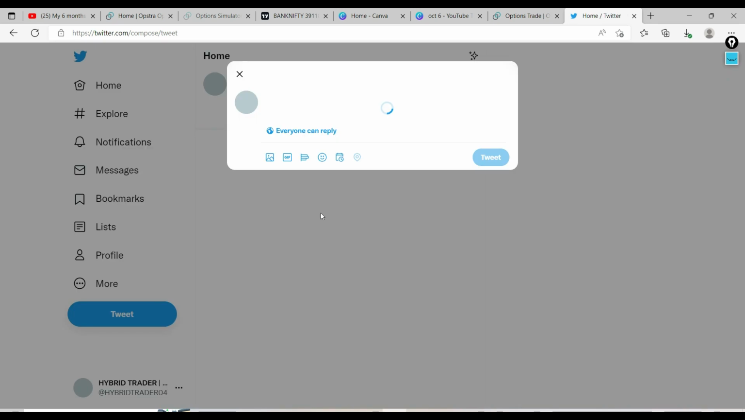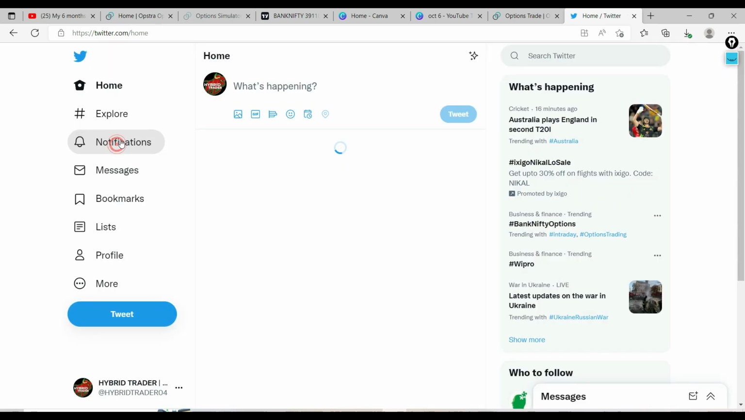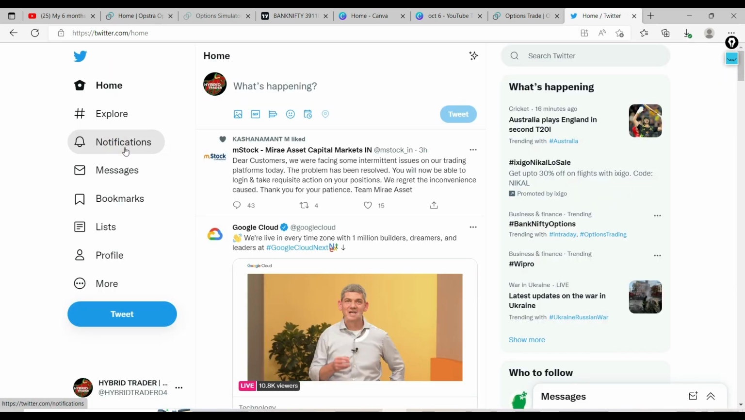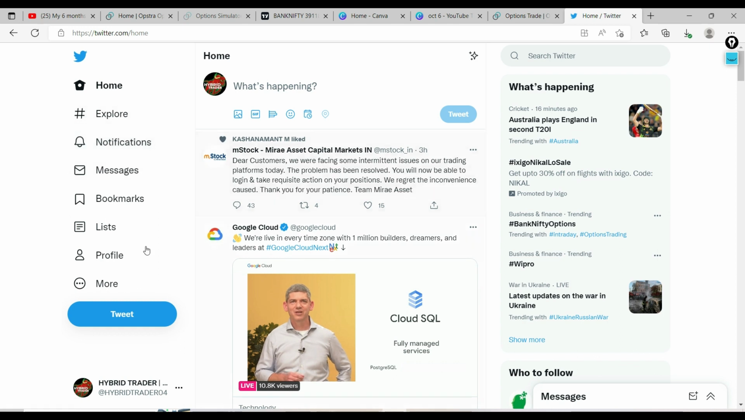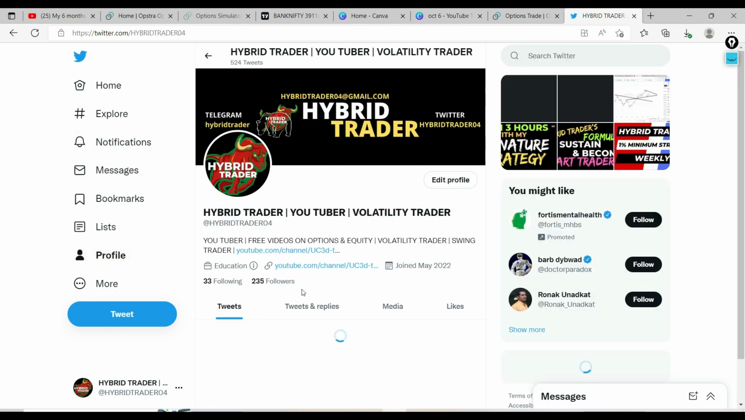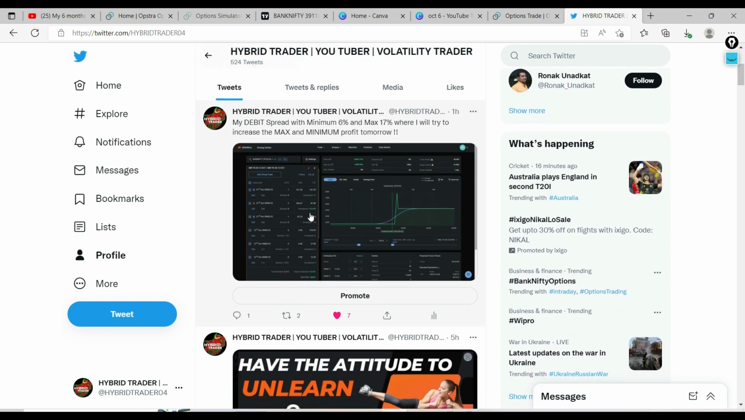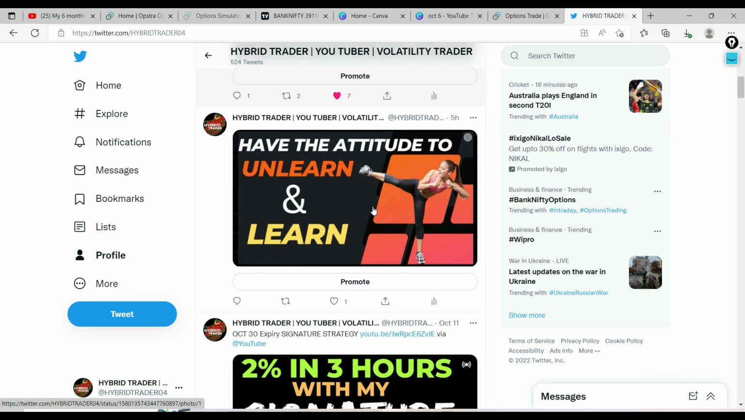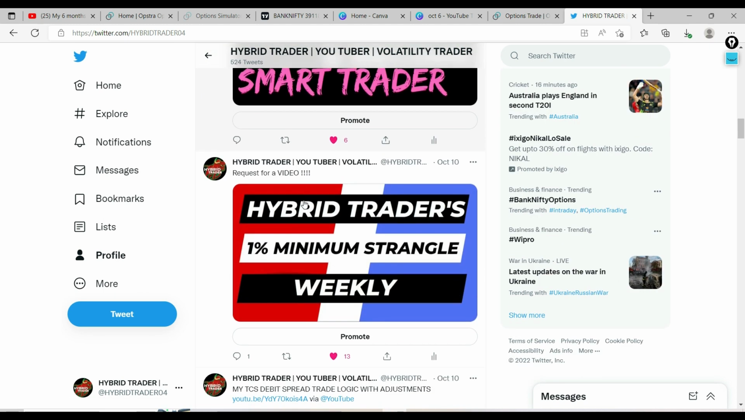Just in case you do not have access to Telegram, you can join me on Twitter, because I'll be sharing all the trade logic there. It's the same trade logic I've told you about: I've made a minimum of 6% and 17% and logged it. So this is my trade logic, and I'll be sharing all of it over here.